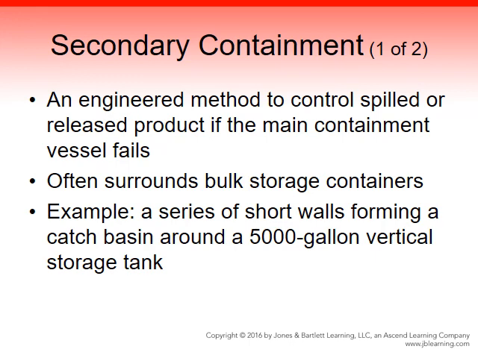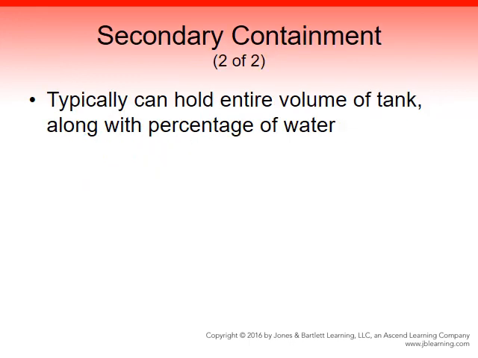Secondary containment is an engineered method to control spills or released product in the main containment if the main containment vessel fails. It often surrounds a bulk storage container. A good example of this is a series of short walls forming a catch basin around a 5,000 gallon vertical storage tank. Typically, this can hold the entire volume of the tank along with a percentage of water as well.